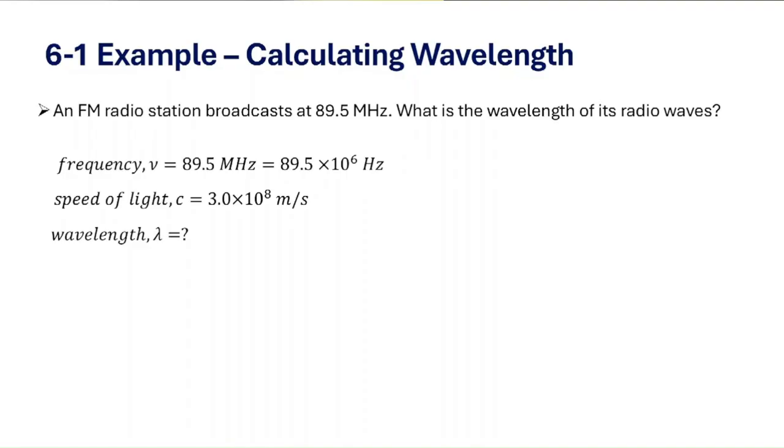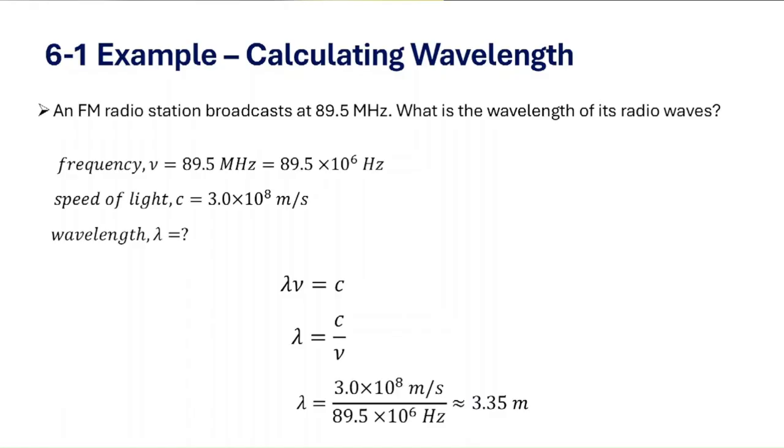So what is the formula? The formula connecting wavelength and frequency is lambda nu equal to c. Lambda is the wavelength, nu is the frequency, and c is just the speed of light. So let's isolate the unknown parameter lambda. Lambda is just c over nu. Now we can substitute the numerical values to get the answer. So c is 3 times 10 to the power 8 and nu is 89.5 times 10 to the power 6 hertz. Therefore, the answer is 3.35 meters. So we get the wavelength is about 3.35 meters.